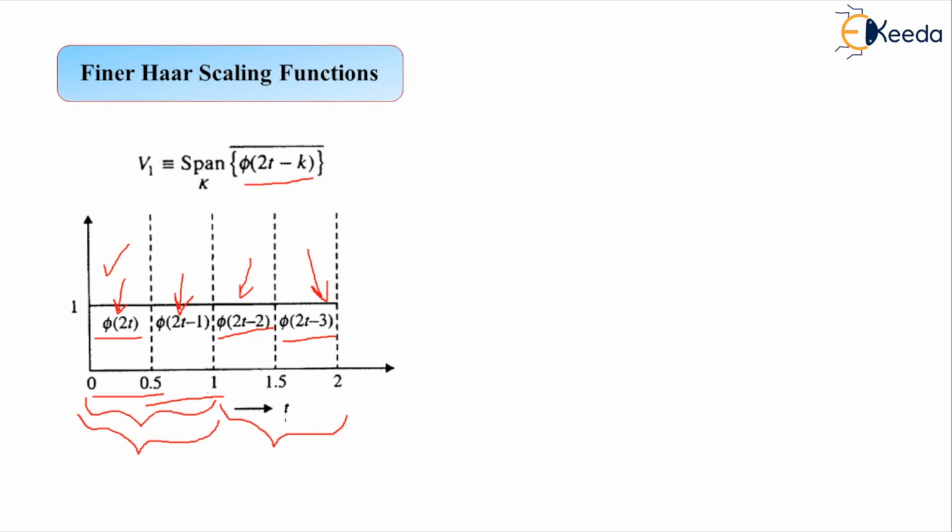So let us call this particular functional space a new one, which is finer in resolution as compared to the earlier one that we defined in the previous video. This will be the set of functions phi of 2t minus k in general, where k belongs to the set of integers, and we denote it by capital V1. The mathematical equation here represents V1 as the span, for k ranging, of phi of 2t minus k.